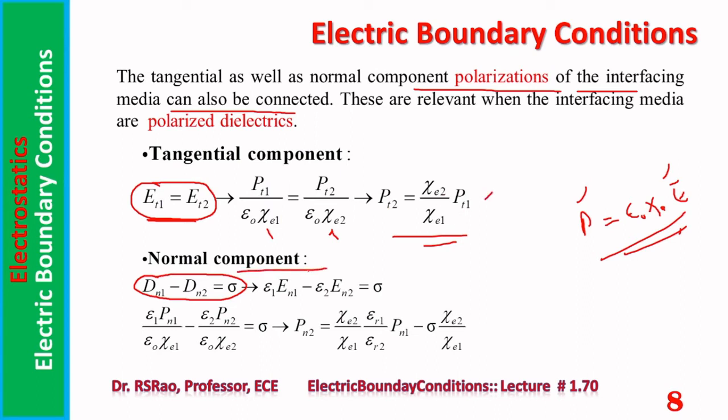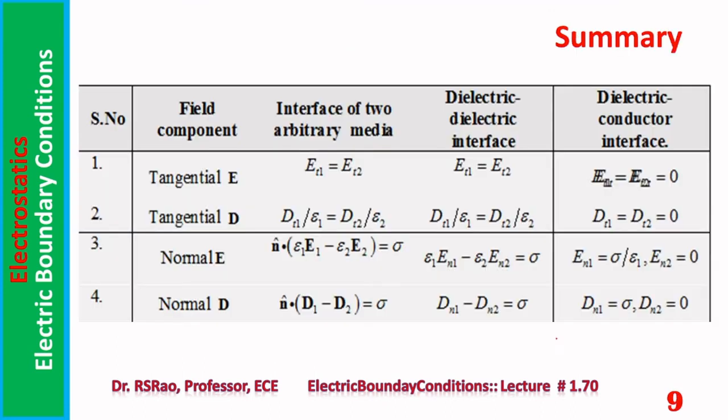When it comes to the normal component, this is the universal general relation. First convert it into electric field intensities, E_n1 and E_n2, and then E_n1 and E_n2 can be replaced by polarization using P equals epsilon naught chi_E E. Ultimately, P_n2 is given by a slightly lengthier, complex relation. Here whatever we discussed is placed together. Tangential electric fields are continuous. Tangential D is given by the formula we have already derived.